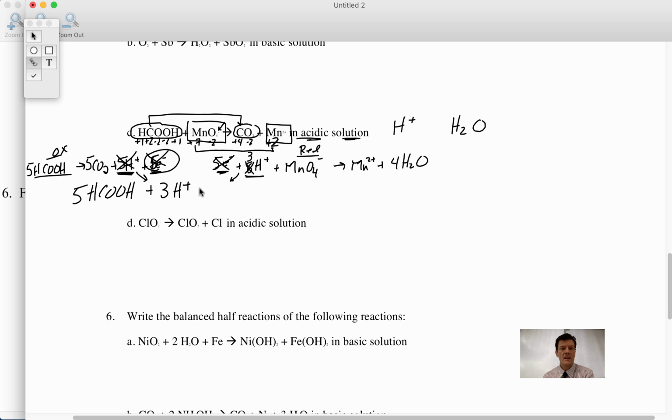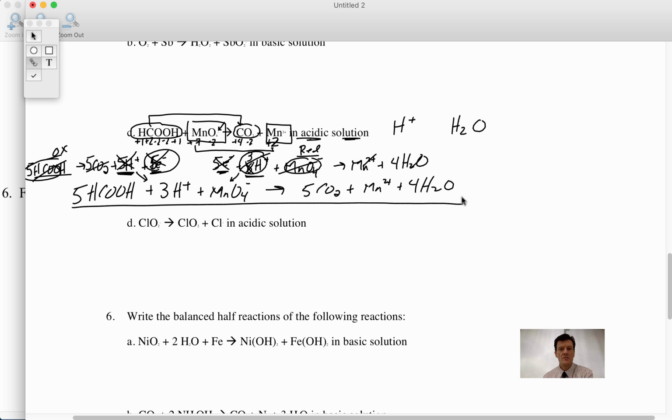I'm just adding all of the reactants from both half reactions. I got this, I got my H plus, MnO4, and then my products are, okay. Hope I didn't forget anything there. Looks like I got that. I got that, I got that, I got that, and that. Okay, so that should be my final balanced redox reaction after all of those steps.